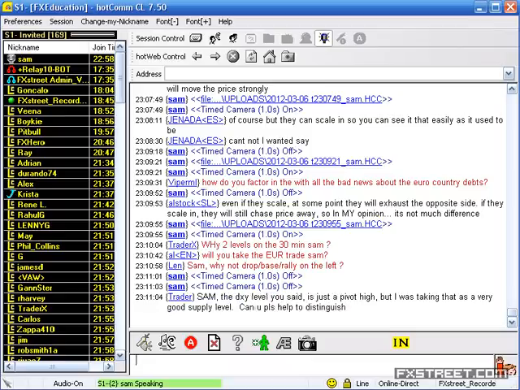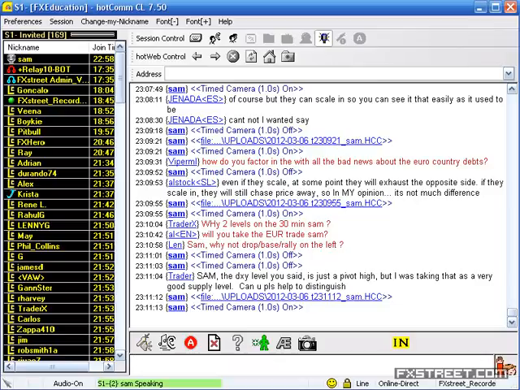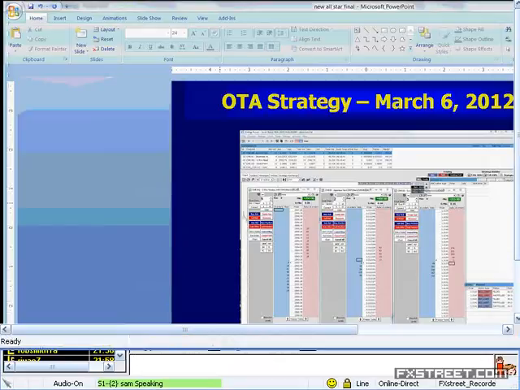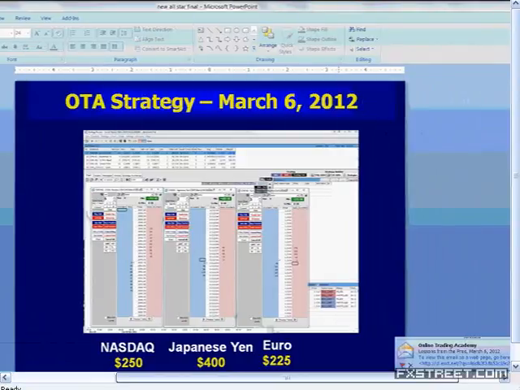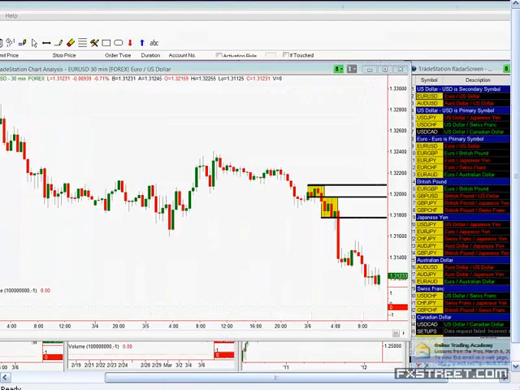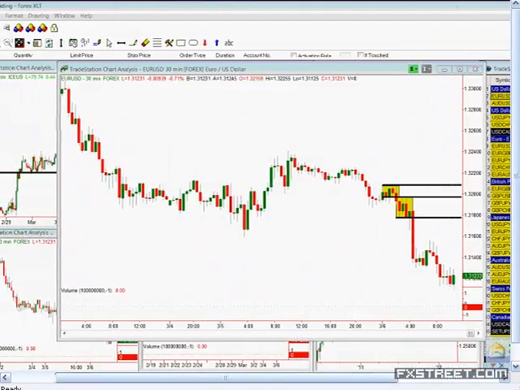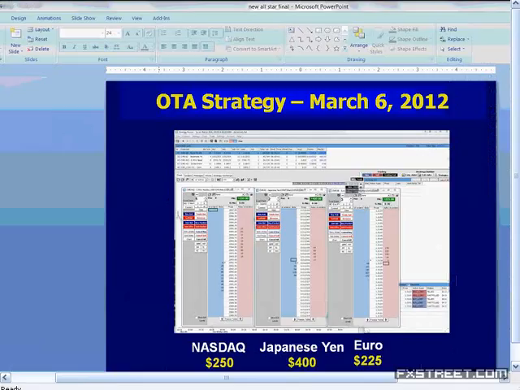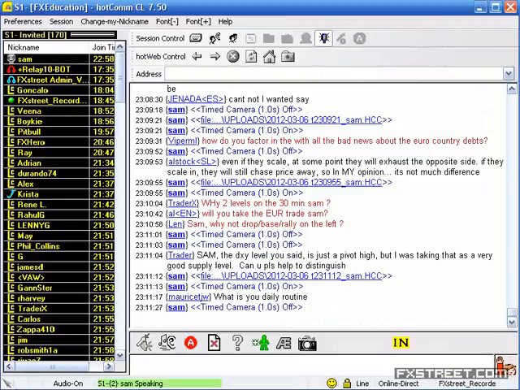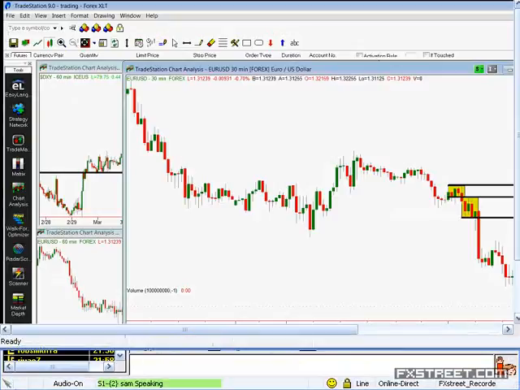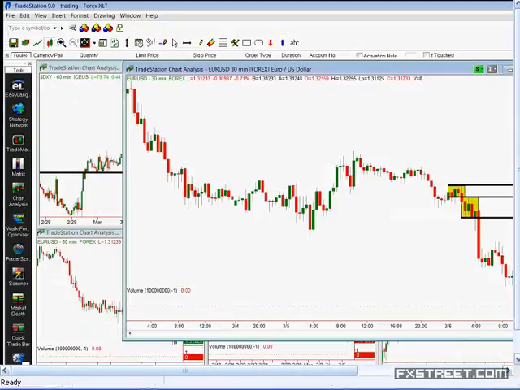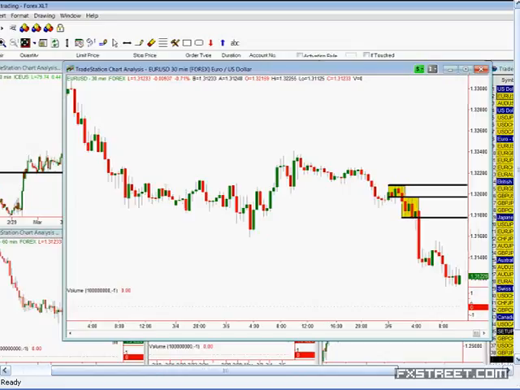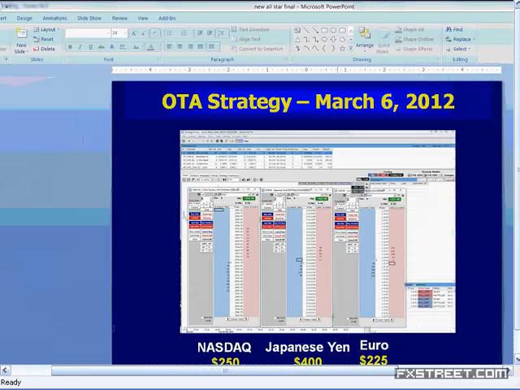This was just in a little XLT account, so this isn't in a regular account. Just in a trading room account. Made a little money on the euro, a little more money on the Japanese yen, and a little money on the Nasdaq. Okay, and I can share with you this trade that we took in the yen. Give me just a moment.